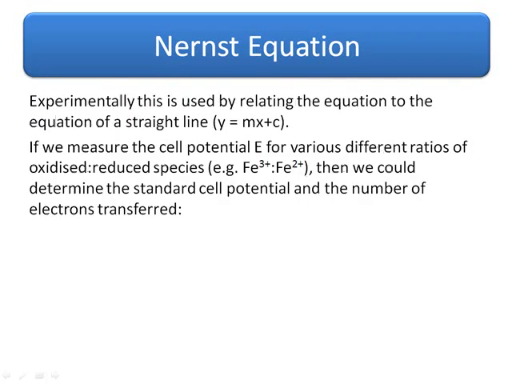Experimentally, this is used by relating the Nernst equation to the equation of a straight line, y is equal to mx plus c. So if we measure the cell potential E for various different ratios of oxidized to reduced species, for example the iron 3 plus to iron 2 plus ratio, then we could determine the standard cell potential and the number of electrons transferred.